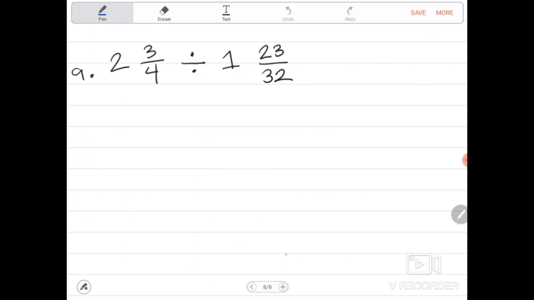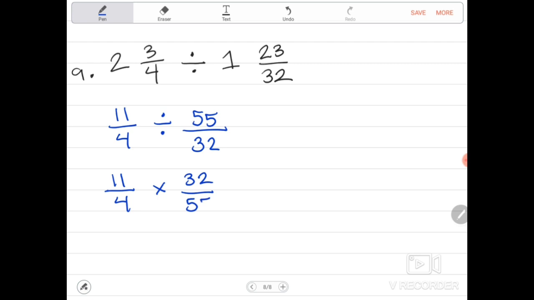Next, the last number, number 9. That is 2 and 3/4 divided by 1 and 23 over 32. So change first into improper fractions. So this is 11 over 4 divided by, this is 55 over 32. Get the reciprocal. That is 11 over 4 times 32 over 55.